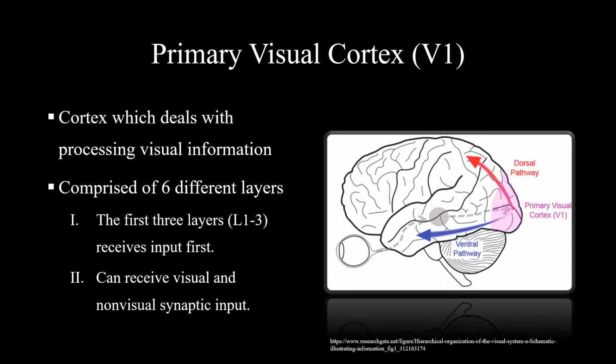Looking at the primary visual cortex, this cortex deals with processing visual information. In this picture, we have the visual cortex highlighted in purple, and it's comprised of 6 different layers within the neocortex, basically just folded layers here. The first three layers of this, however, receive input first. It can receive visual and non-visual synaptic input.